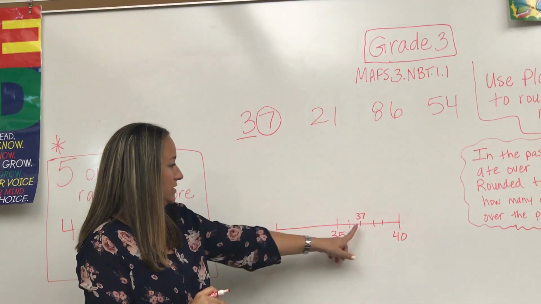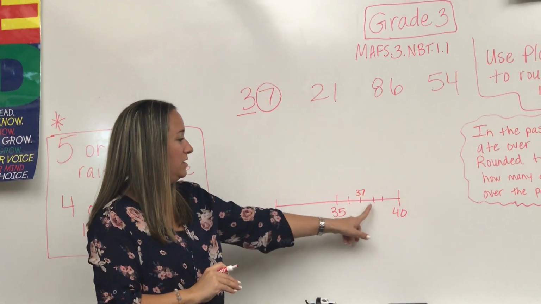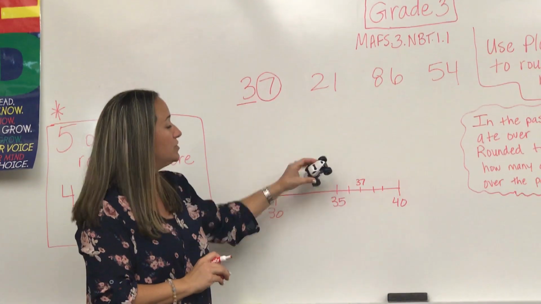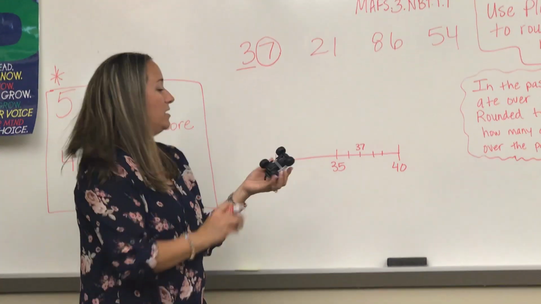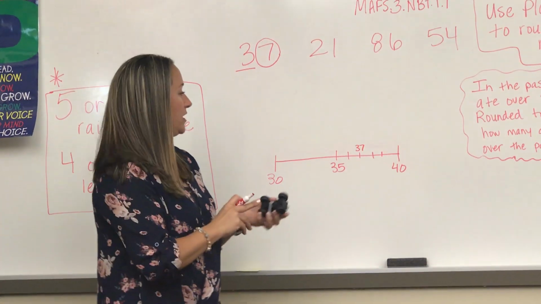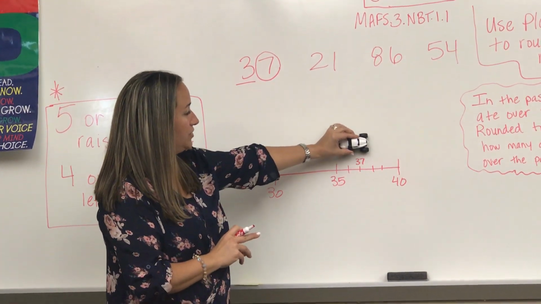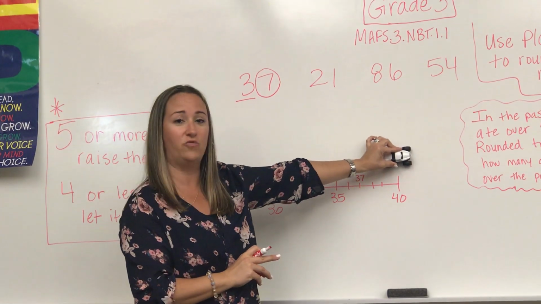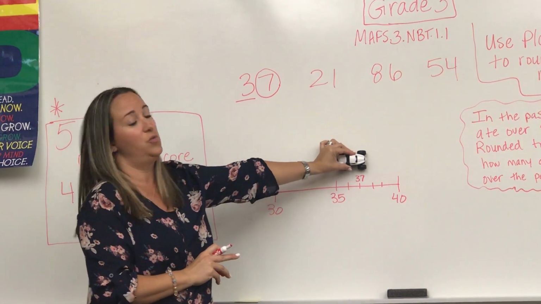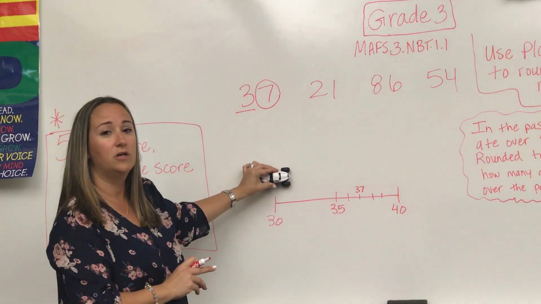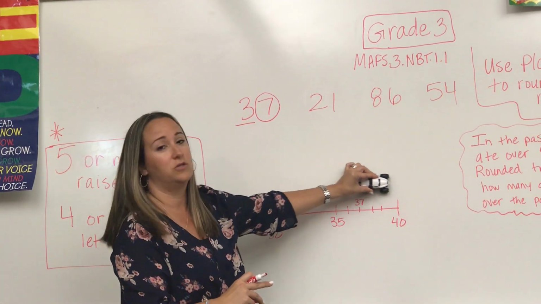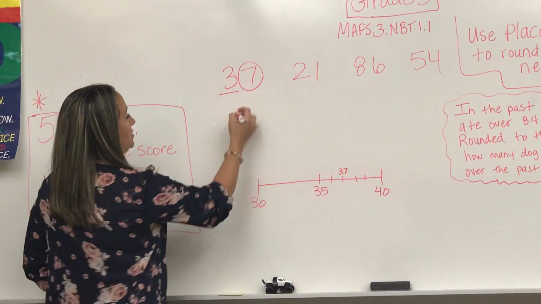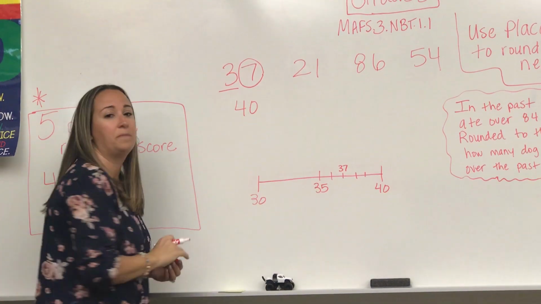And so we can see, is it closer to the 40 or is it closer to the 30? I like to use a car and also give one to the kids as a fun way to figure it out. If you're at 37 and you're out of gas, do you want to get out of the car and walk till you get to the 40, or do you want to get out and walk to the 30? So I would want to walk to the 40 since it's closer. So it would be rounded to 40.